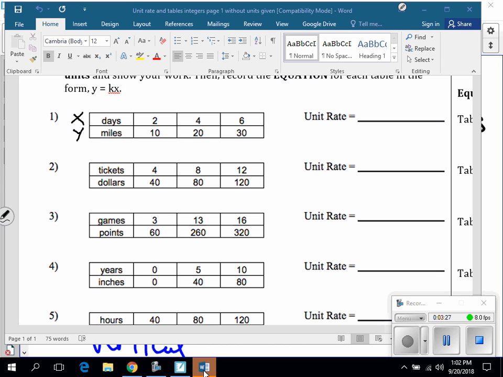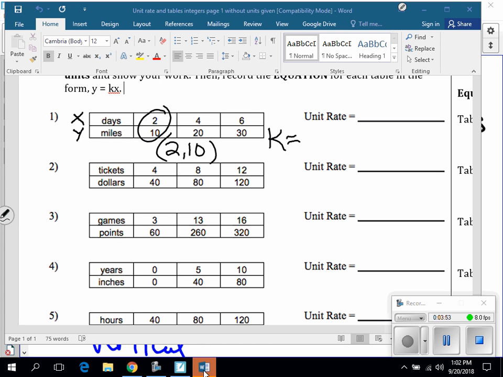Now to find unit rate, the steps are the same as when you were looking at a graph. The first thing you have to do is choose a coordinate. Remember, any coordinate will do. You just cannot choose 0, 0. So I could use (2, 10). So I'm going to go ahead and just choose (2, 10). Then I'm going to record my unit rate formula.